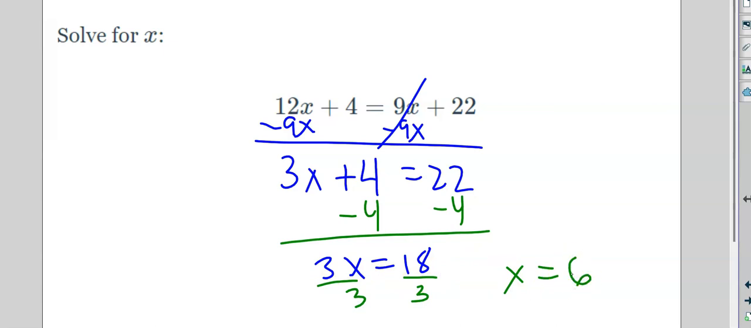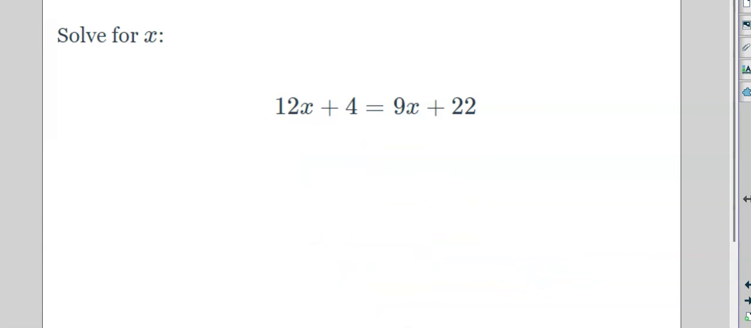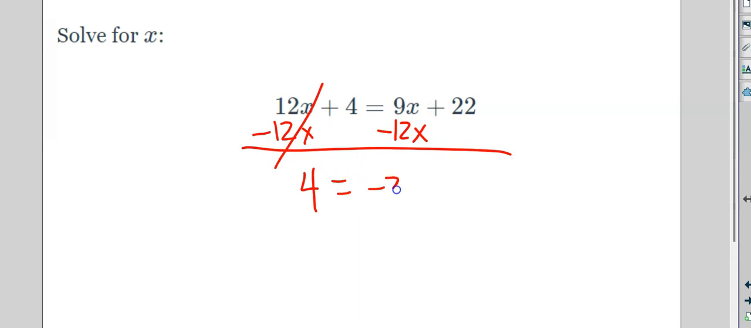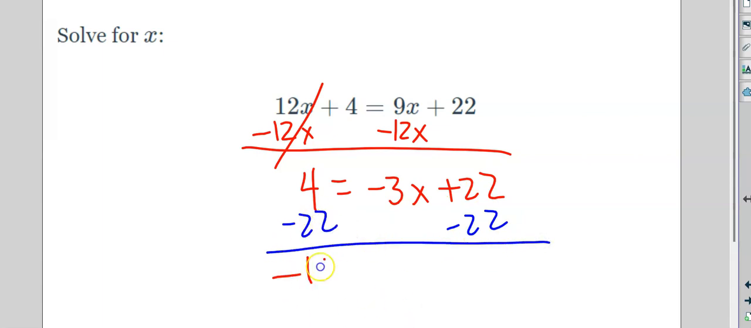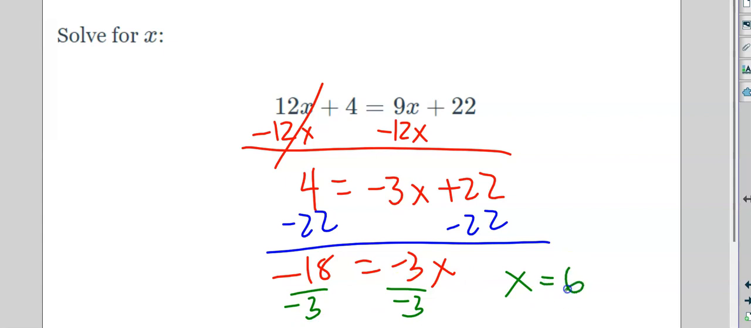Now, I'm going to back up and do this one more time, but this time I'm going to do it a different way. And this time I'm going to start by subtracting 12x, just to show you that it doesn't matter which variable you choose. The only difference this time is when I got to my last step, I had different signs with my numbers. But we both got a positive 6 as our response.